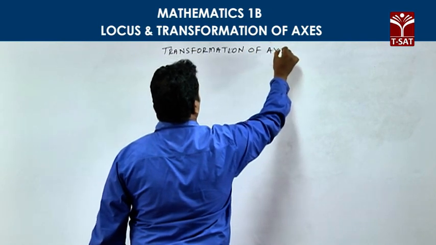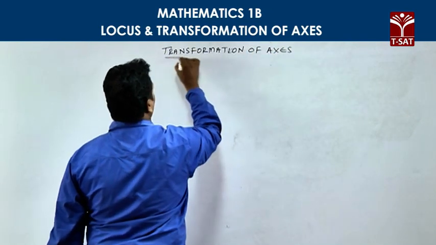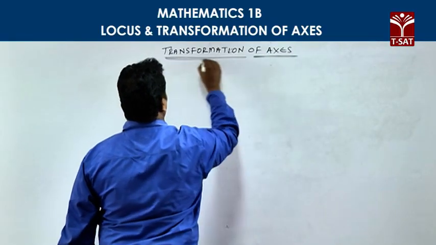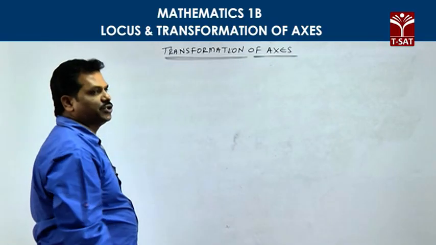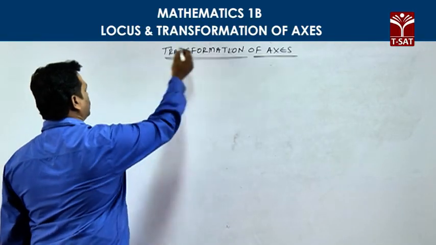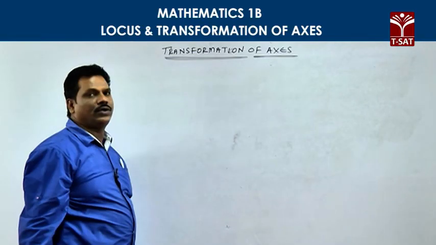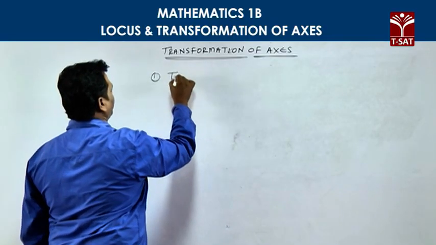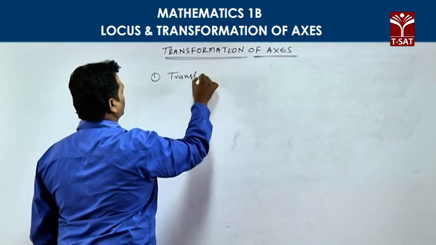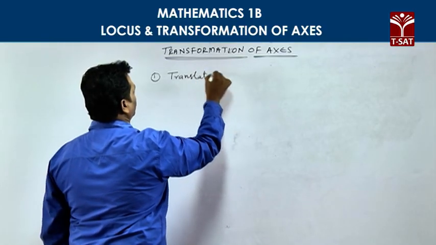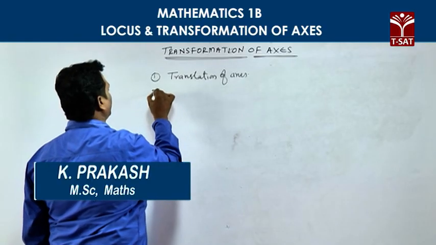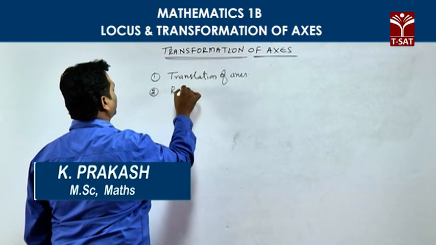Transformation of axis, a new chapter. Coordinate geometry, the second chapter. Transformation of axis is divided into two types. First one is translation of axis, and second one is rotation of axis.